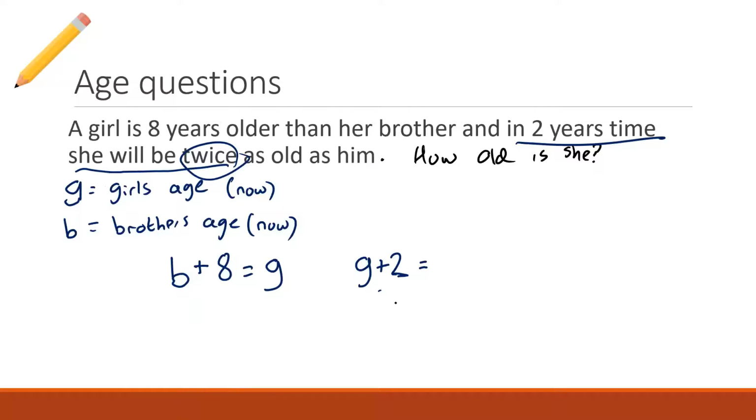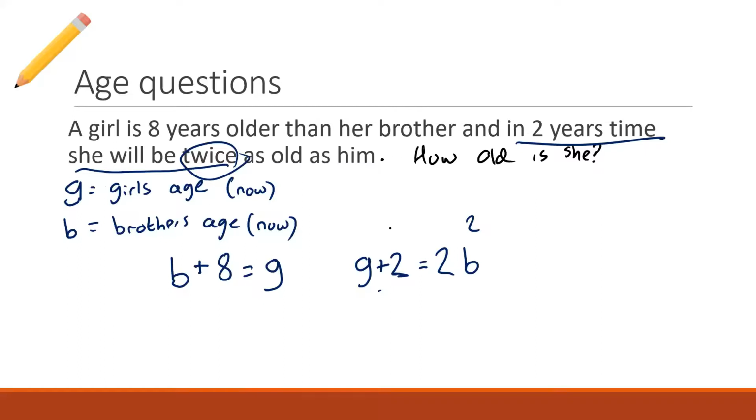Now, here's the tricky part. A lot of people will do this. Oh, it'll be twice the brother's age. And in this case, firstly, does this make sense? If the brother was 2 years old, then the sister would be 2 times that, which is 4, plus 2 is 6. Yeah, that makes sense.